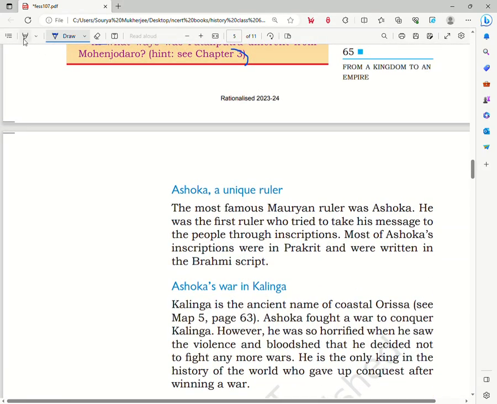Next we see Ashoka, a unique ruler. The most famous Mauryan ruler was Ashoka. He was the first ruler who tried to take his message to the people through inscriptions. Most of Ashoka's inscriptions were in Prakrit and were written in the Brahmi script. So we see that whenever we speak about the Mauryan Empire, the first ruler that comes to our mind is Ashoka, because he was one of the most famous rulers of the Mauryan dynasty as well as in the whole of Indian history and world history too.